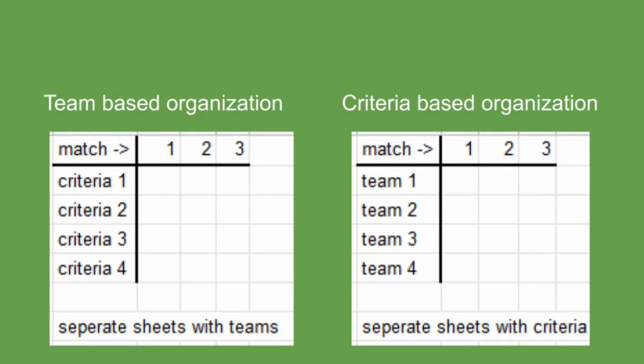And then with the criteria-based organization, you have the matches on top, teams on the left. Of course, these are the teams. Remember that these are only the teams at your competition, so you'll make a whole separate shebang for each different competition. And as you can see on the bottom, separate sheets with criteria: low cargo, mid cargo, high cargo, low hatch, middle hatch, high hatch. And you can also see that in the spreadsheet link that I included in the last slide.